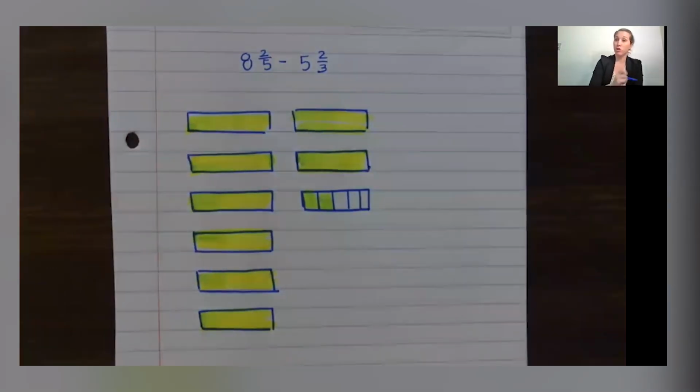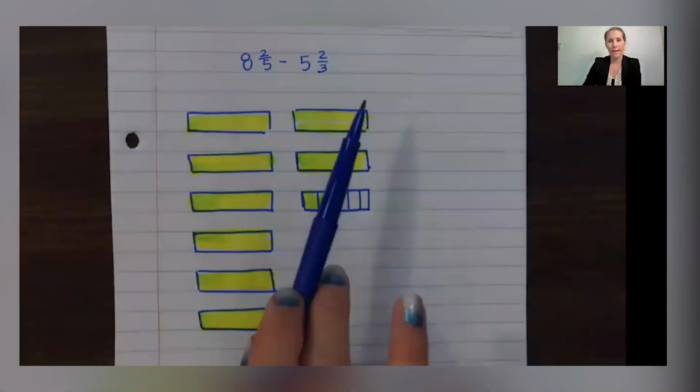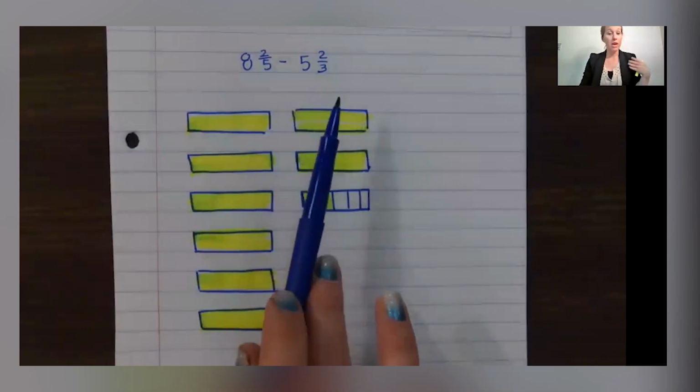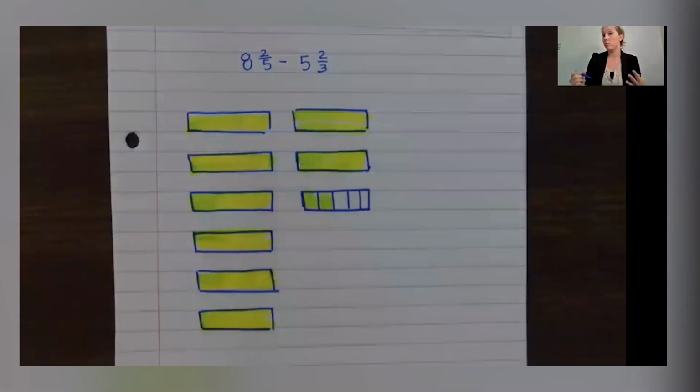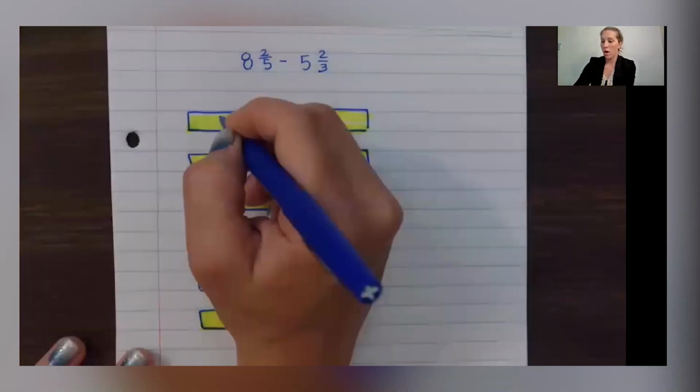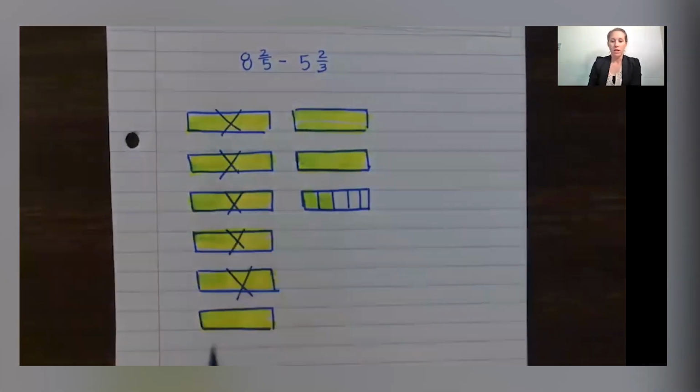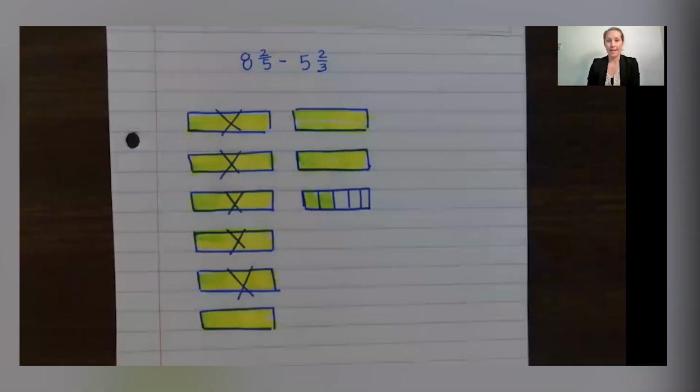Now, we want to subtract 5 2/3. What does that 5 represent? Yes, the 5 represents whole bars. Can we go ahead and use the 5 to subtract 5 whole bars? We sure can. How do we model subtraction? We X it out. So let's do that. Let's take away 1, 2, 3, 4, 5. That leaves us with 1, 2, 3, and 2/5.